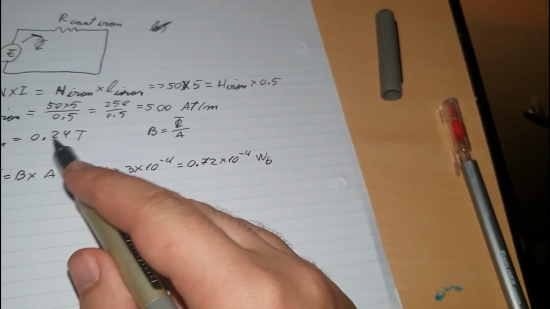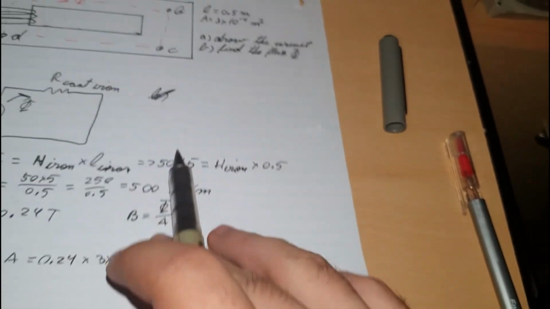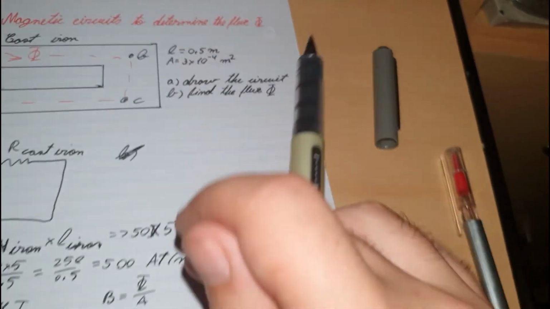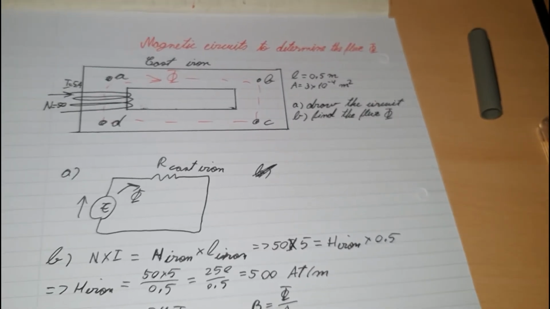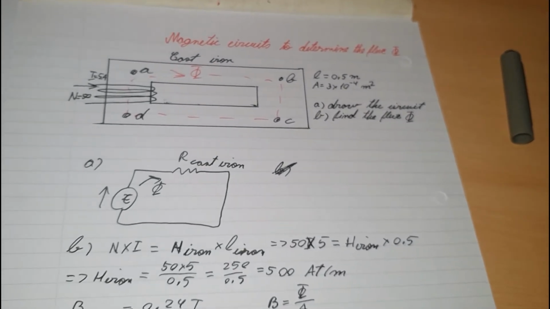Basically the Teslas, which is 0.24, and the area, which has been given to us as 3 times 10 to the minus 4, and that's a different way to find the flux. And you may wonder, well, do I need to know this?